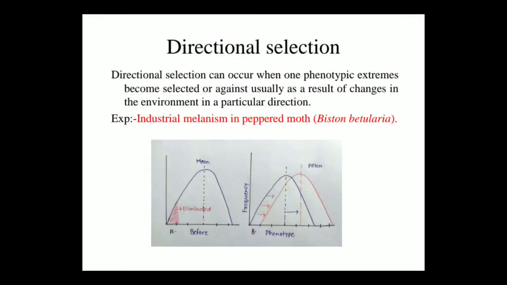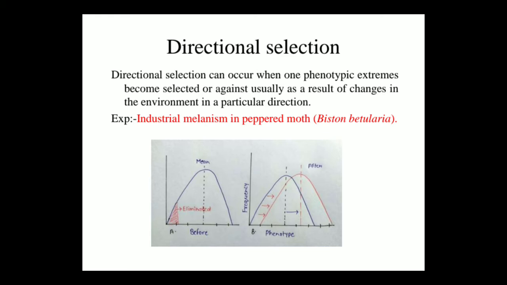Directional selection. It is also called progressive selection. Directional selection can occur when one phenotype extreme becomes selected for or against, usually as a result of change in the environment in a particular direction. Example: industrial melanism in peppered moth Biston betularia, in which melanic moths are selected for against the native moth due to change in the environment by industrialization.